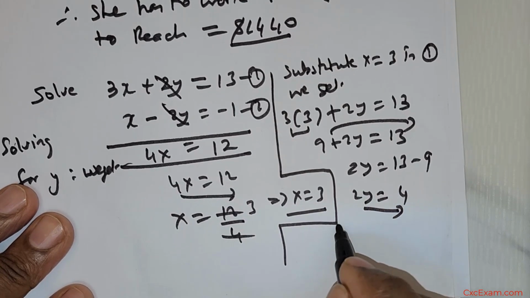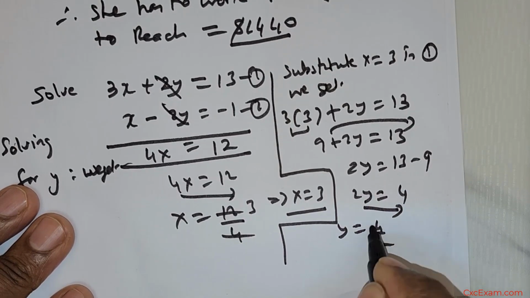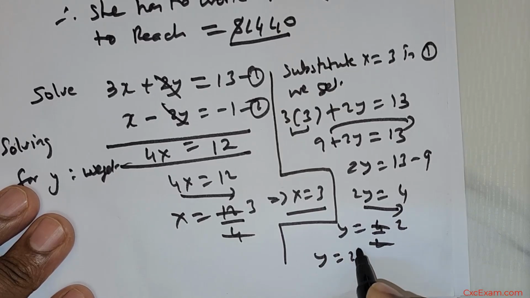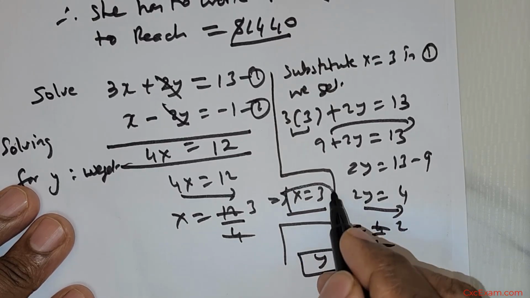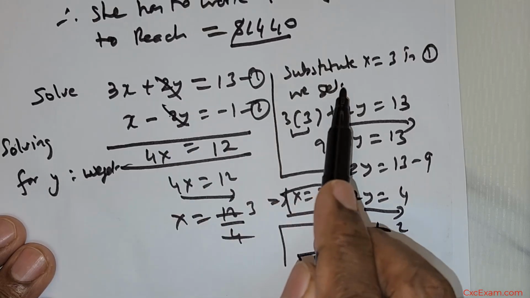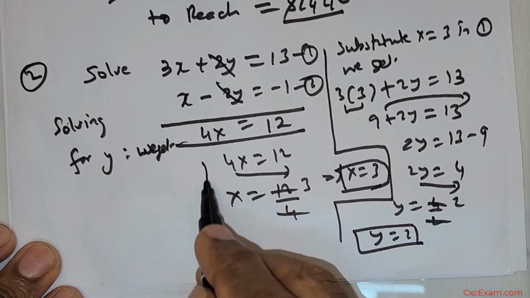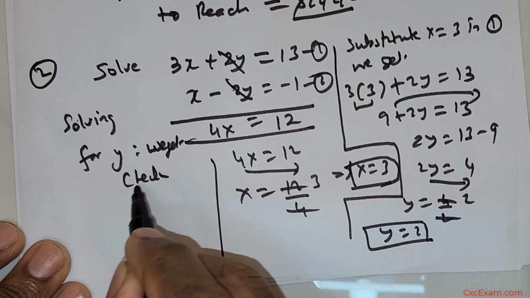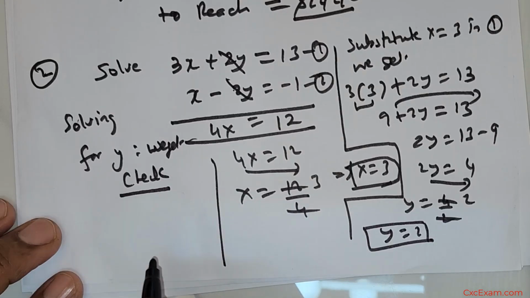Push this 2 down. So you get y = 4 over 2. 2 divides 4 2 times. So y = 2. So you box this and you box this. So stage 1, stage 2. Now stage 3 is there. What is that? Check. Ensure that you do this.